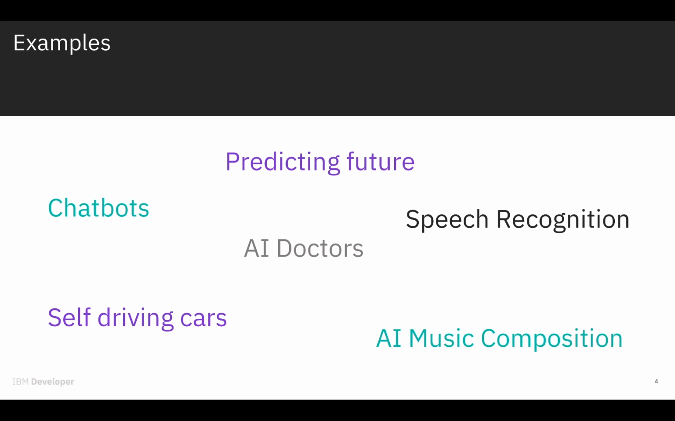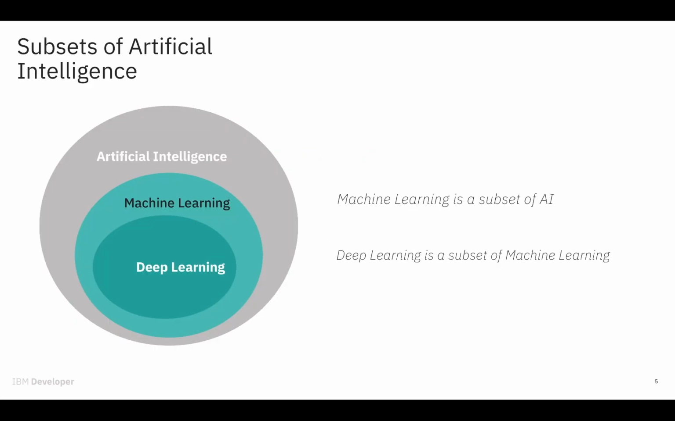Some of the things you may be familiar with include chatbots, self-driving cars, being able to predict the future, AI doctors, speech recognition, or even AI music composition. AI itself is a big term and encompasses a lot of things. So breaking down artificial intelligence, machine learning is a subset of AI that refers to AI systems being able to learn without being explicitly programmed. Another buzzword that comes up often is deep learning, and that's just a subfield of machine learning that uses neural networks to simulate human decision-making.